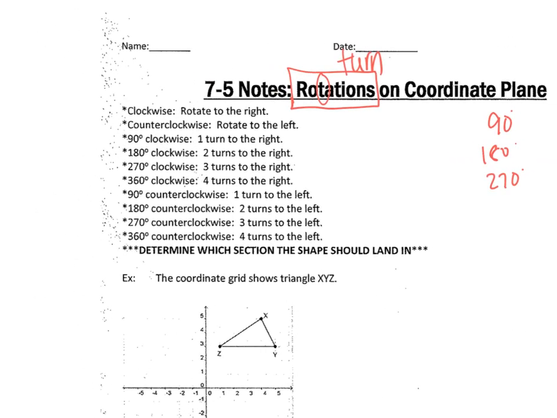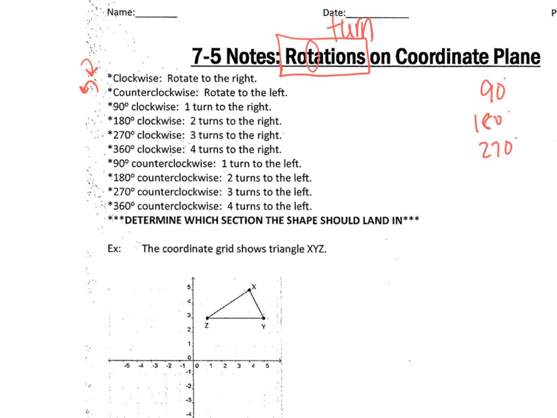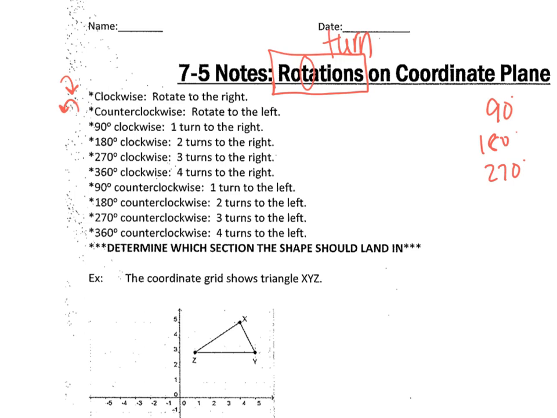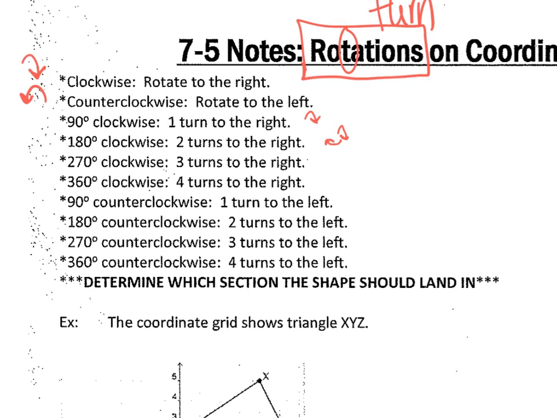Clockwise, just like a clock works, just like the second hand moves to the right. Okay, so that means counterclockwise, you're moving to the left. So if we go 90 degrees clockwise, we're going one turn to the right. 180 degrees is 2 turns to the right. 270 degrees is 1, 2, 3 to the right.